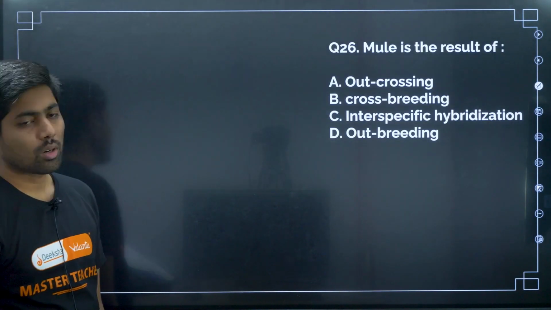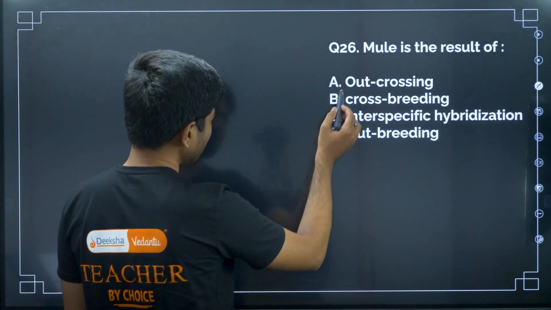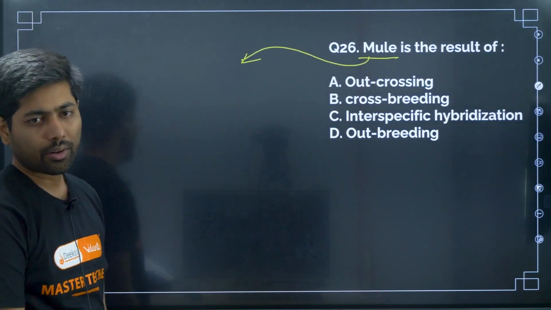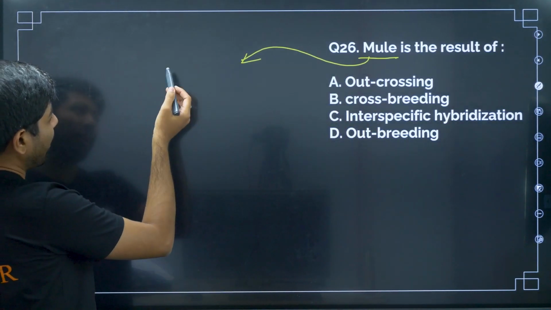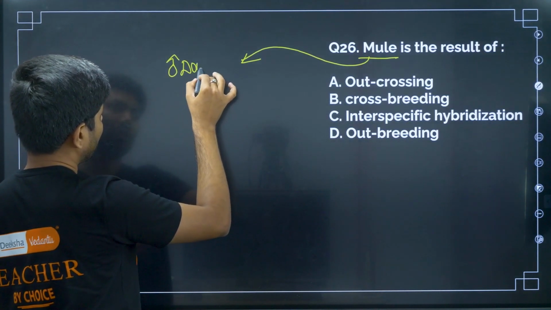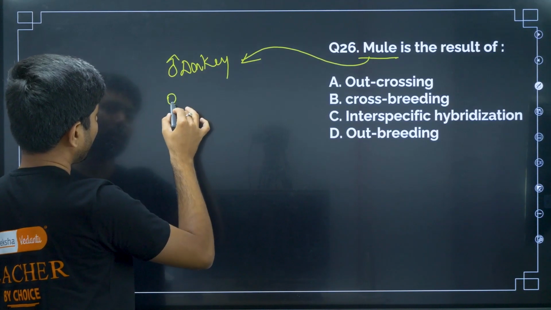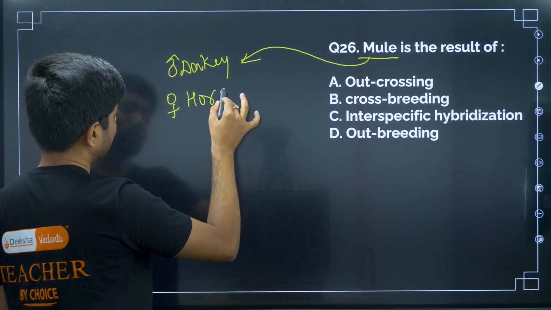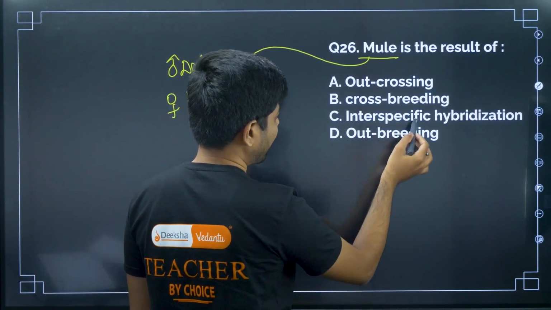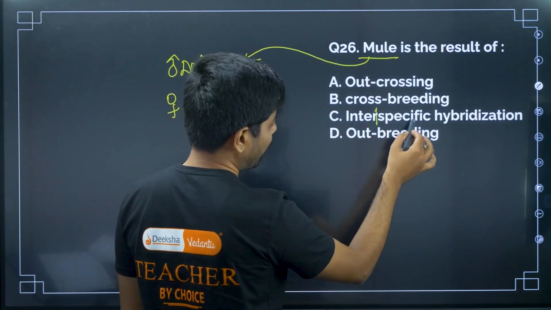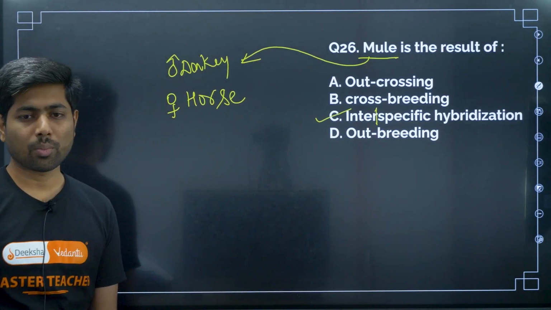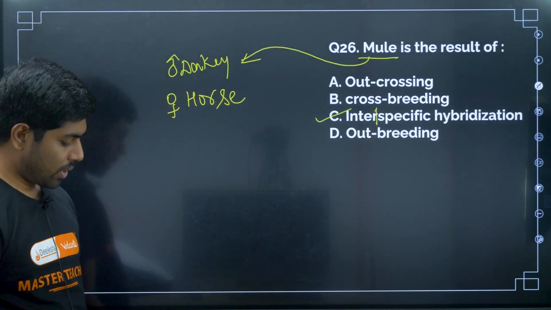Now, mule is a result of what? What is mule? This is again out of syllabus. They have deleted this portion from your current NCERT, right? Mule is what? It's a progeny of a male donkey and a female horse, right? They're two different species. Therefore, it's interspecific, meaning what? Inter meaning between, specific meaning species, right? Mule is a product of interspecific hybridization.